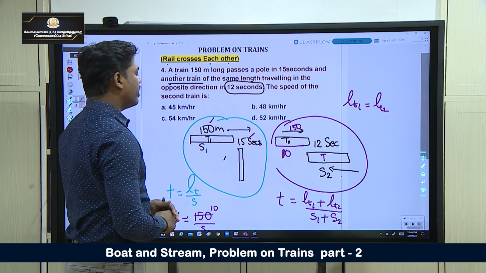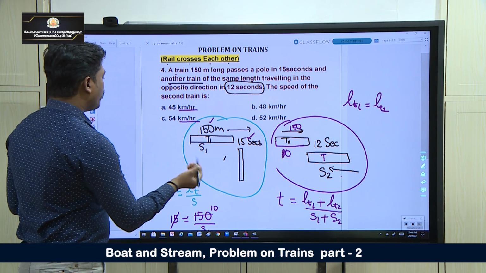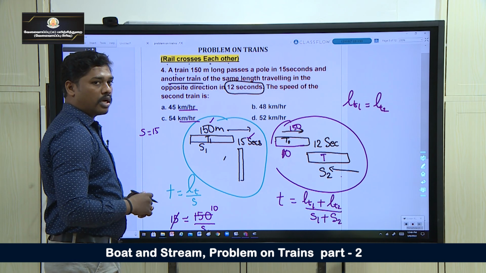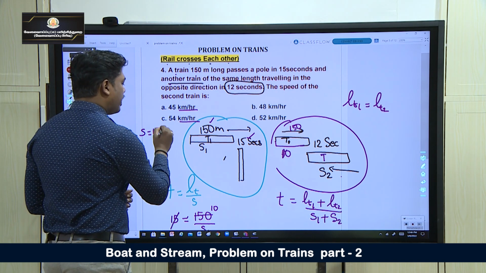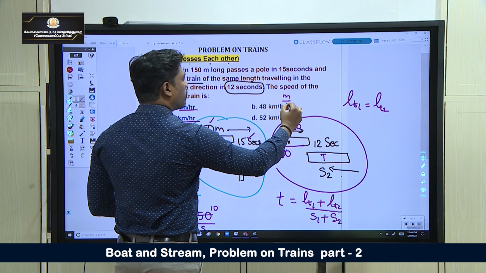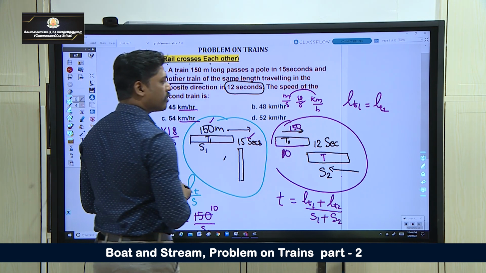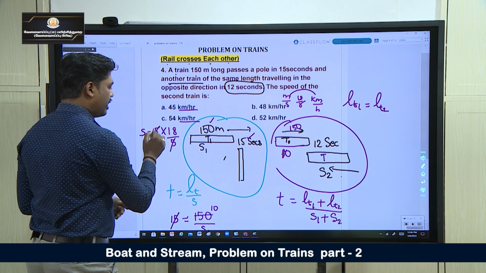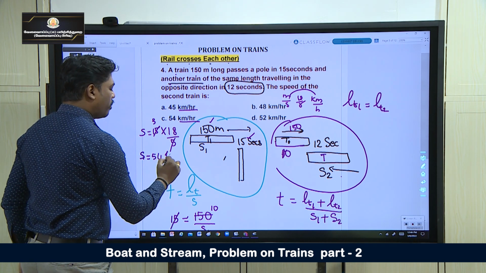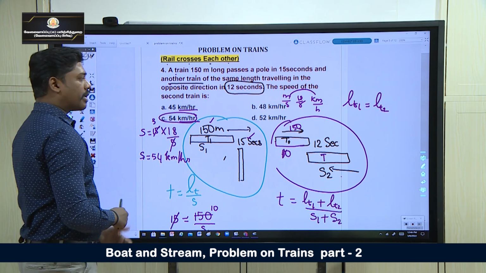But what they have asked here is in terms of kilometer per hour. What we got here is 15 meter per second. How to convert to kilometer per hour? To convert meter per second to kilometer per hour, multiply by 18 by 5. Here 5 ones are 5, and 3 into 18 gives 54 kilometer per hour. So your answer is 54 kilometer per hour.